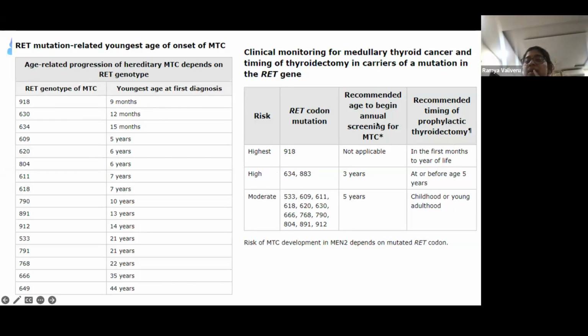So annual screening can be started from 3 years in case of high risk, and 5 years in case of moderate risk. Prophylactic thyroidectomy is done within the first year of life for highest risk, before 5 years for high risk, and in childhood or young adulthood in case of moderate risk kindred. So this risk grouping is clearly only to indicate at what age we should start screening and perform prophylactic thyroidectomy, not to say that they have any other implications as such. It's all going to depend upon the stage.